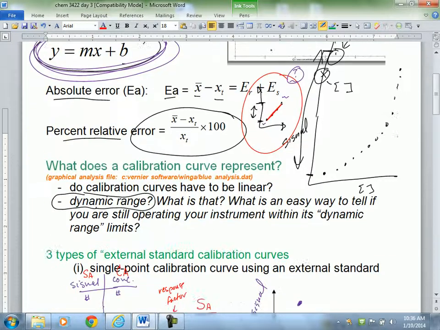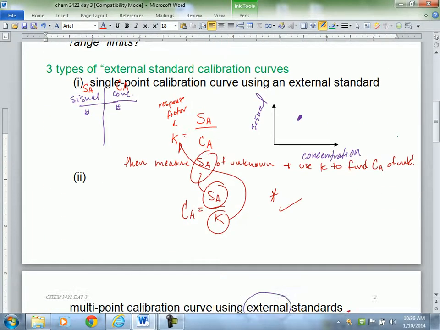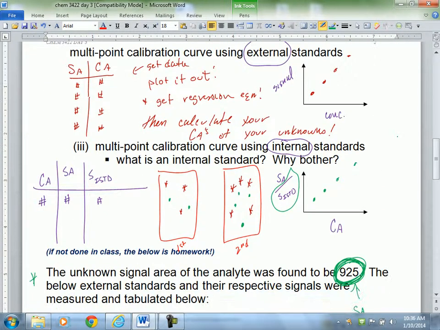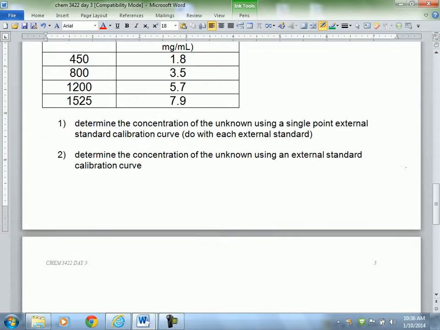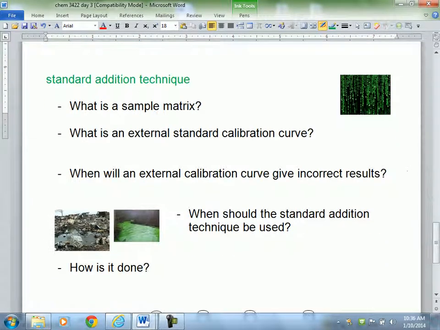Yeah, all of this stuff is external standard calibration curve, except the only one that isn't, I guess, you would call this one internal standard calibration curve. Well, let's ask this question first, I guess. When will an external standard calibration curve give incorrect results?